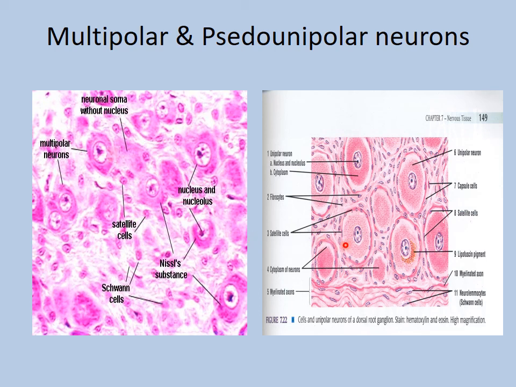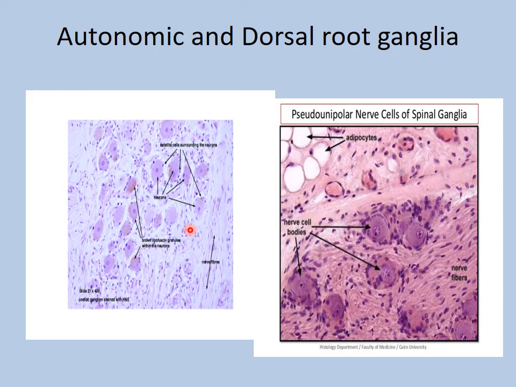The pseudo-unipolar neurons are found in the dorsal root ganglia, which are the sensory ganglia, and they have more rounded cell bodies. They have Nissl granules also, a central nucleus and nucleolus, and they are also surrounded by the satellite cells. But their cell bodies are larger than the multipolar neurons. This is another diagram showing you the pseudo-unipolar nerve cells of the spinal ganglia, and this is the autonomic ganglia, or the celiac ganglia, showing you the multipolar neurons.